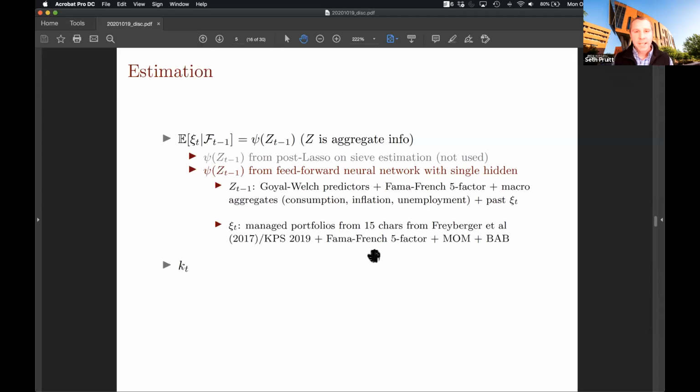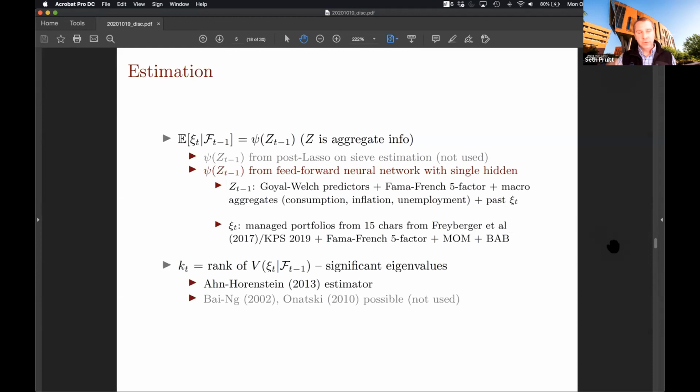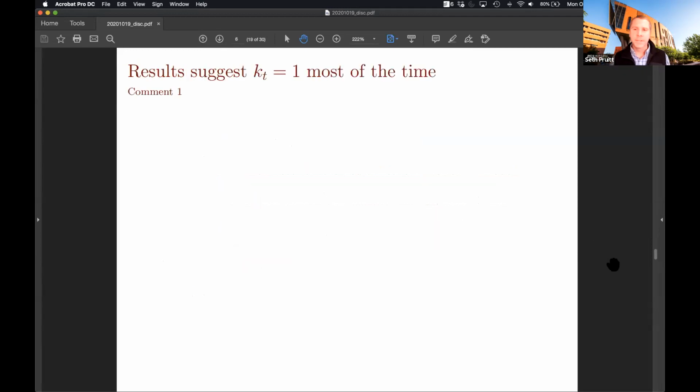And they're also going to add some portfolio returns just directly. So that's going to be the space of managed portfolios and the aggregate information they're going to use to get this conditional expectation that they need for the procedure to work. And then this little k, the rank of the covariance matrix, they're going to, as Patrick very clearly described, be essentially looking at my colleague Min's estimator that looks at the slope of the scree plot, the eigenvalue scree plot, to see where the significant eigenvalues are based on the slope of that scree plot. Okay, so a few comments that I have on this.